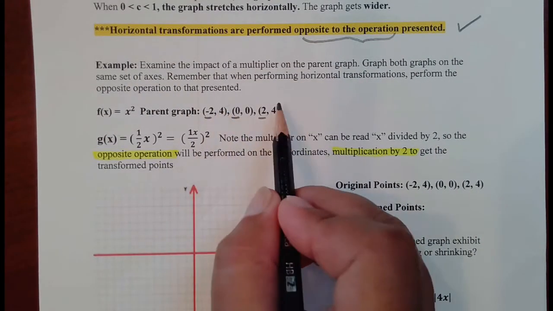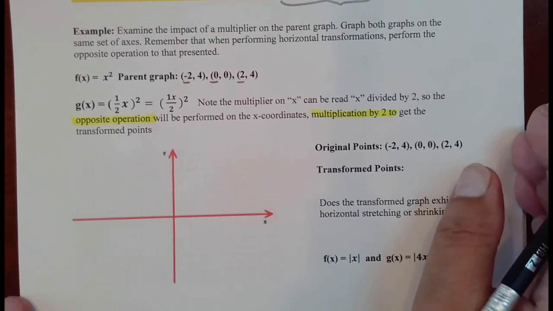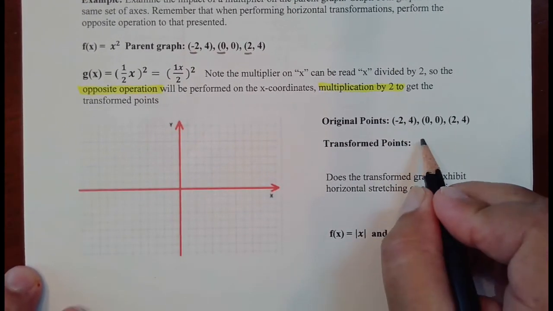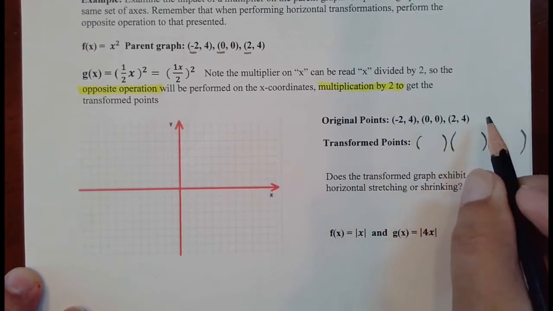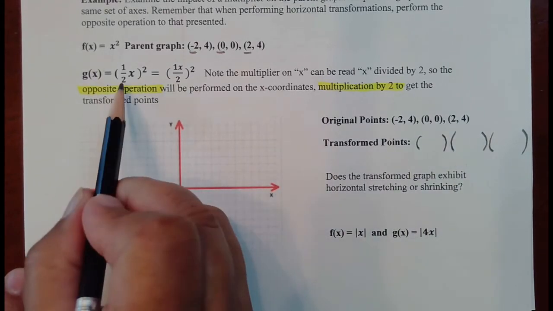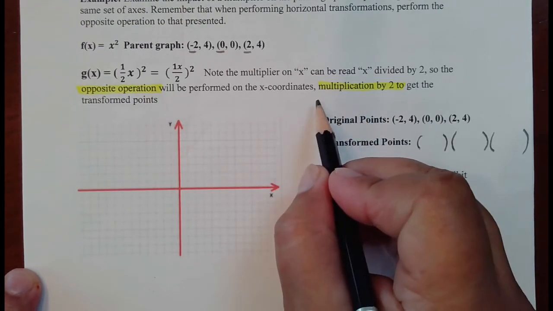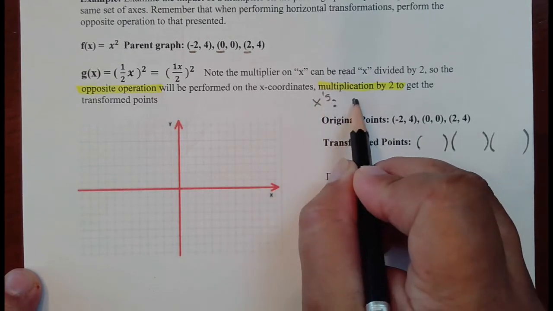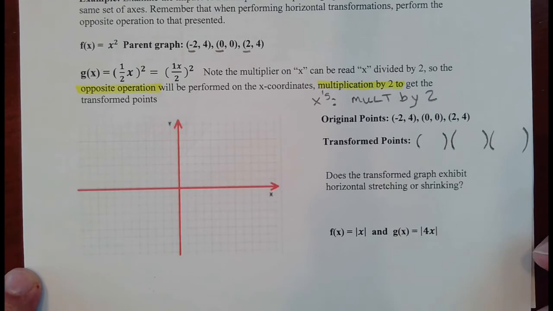Transformed graph. Let's get our 3 points right off of these 3 points, and understanding that if in the transformed equation it says to cut the x values in half, you are really going to be multiplying the x values. You're just going to multiply by 2. That's the opposite operation of cutting in half. So we're going to take those x values and multiply by 2. So -2 times 2, -4. 0 times 2, 0. 2 times 2, 4.